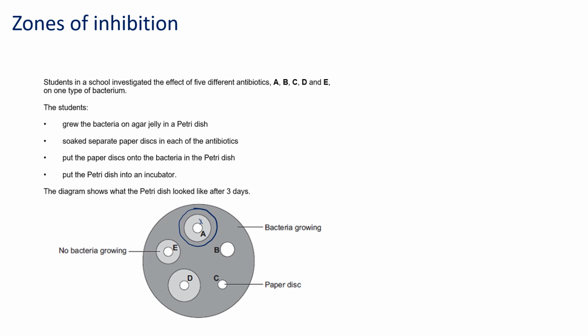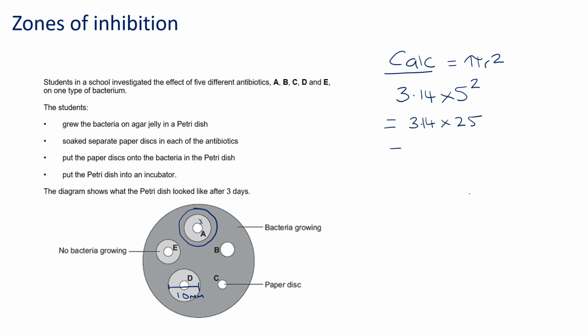Now, there are two things they can ask you about this practical. Firstly, they could ask you to calculate the size of the zone of inhibition. And in order to do that, you would need to use pi r squared. Obviously, pi is 3.14. In order to get the radius, you would then measure the diameter of the zone of inhibition. So if you look at antibiotic D, if we measured that zone of inhibition, that diameter, and it was 10 millimetres, we would therefore put in 5, we would divide by 2, and then don't forget our equation is squared. So 3.14 times 25, and therefore our zone of inhibition is 78.5 millimetres.